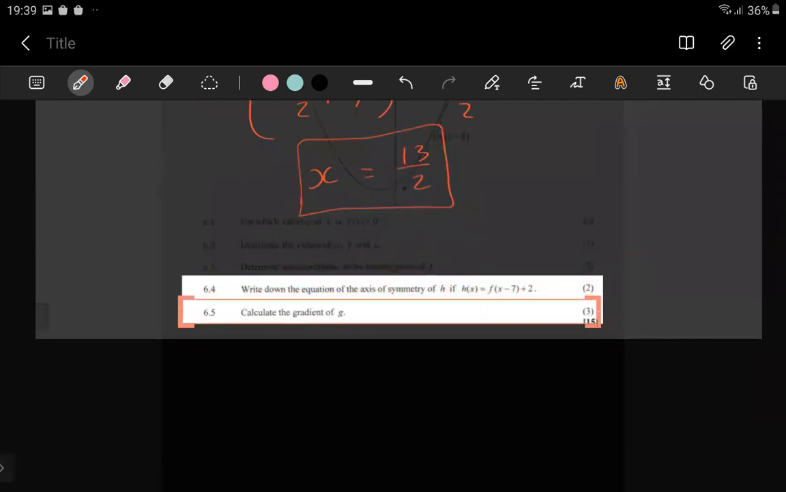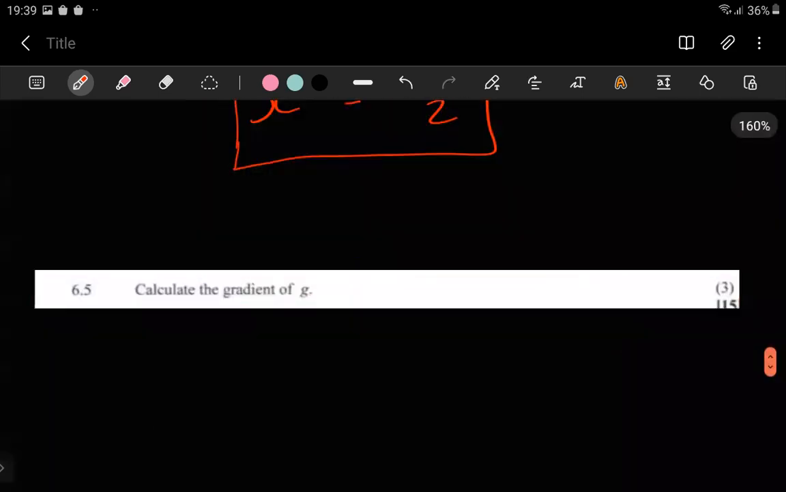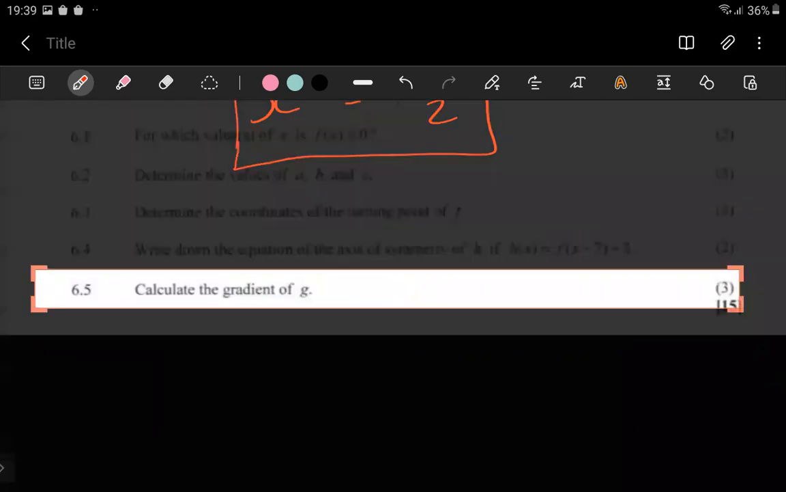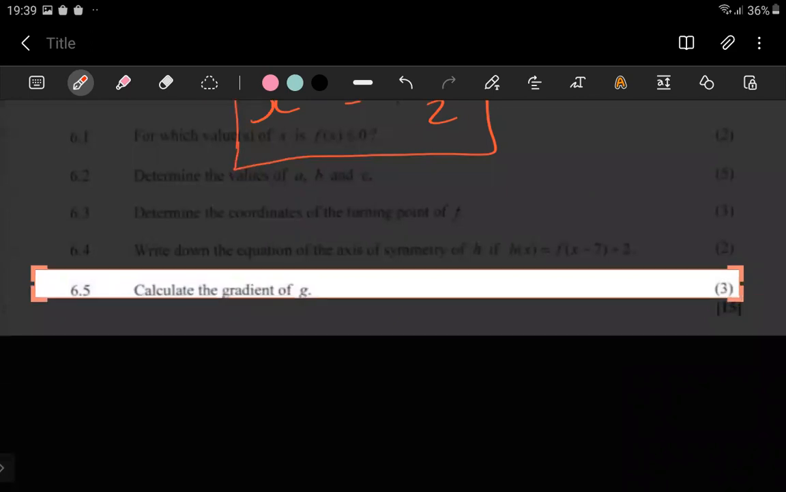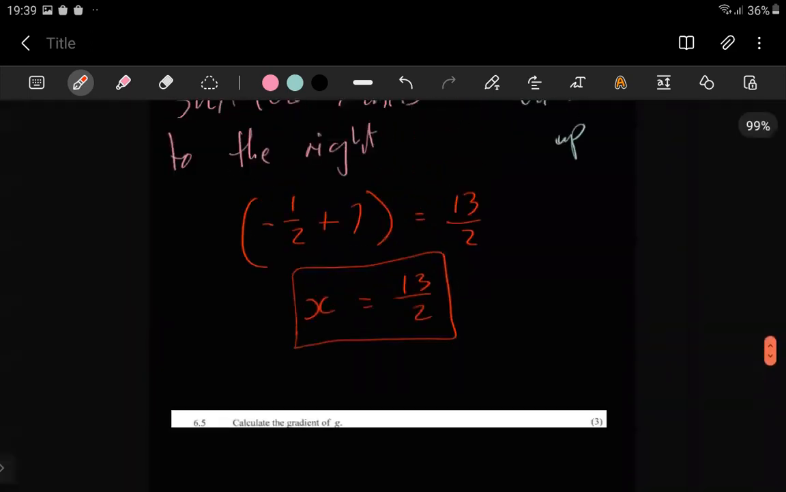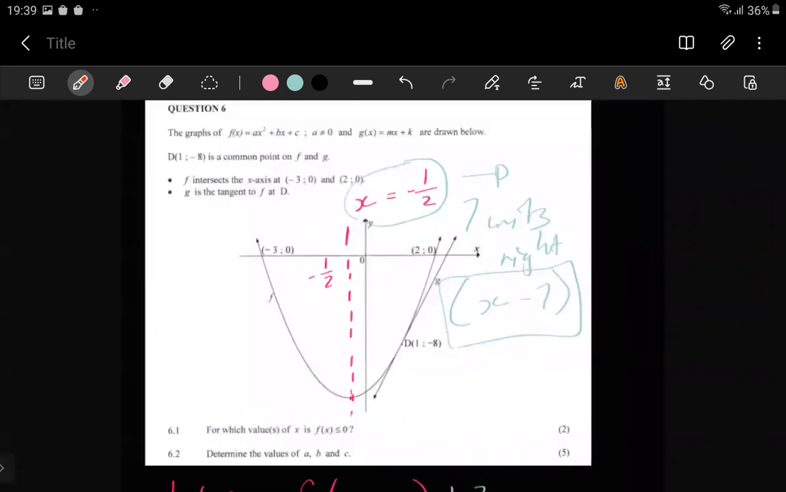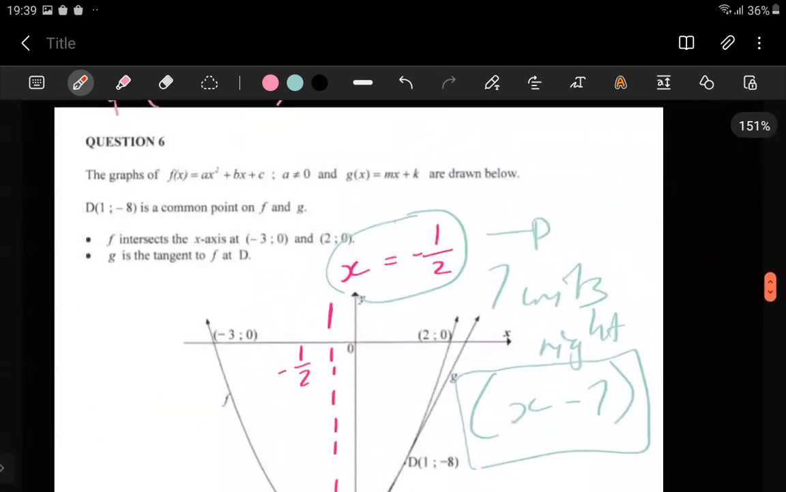6.5 says we should calculate the gradient of G. Gradient of G, that is y is equal to mx plus c. Y is equal to mx plus c. Well, that's okay. The equation is y is equal to mx plus c. That's the equation of G, right?